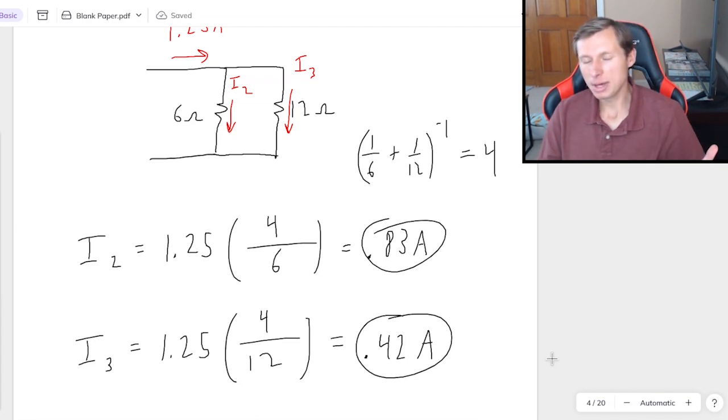So maybe you like that method better, maybe you don't. If you wanted to use Ohm's law, V equals I times R, you would need to know the voltage going through both of these resistors, which is not the battery. It is not 10 volts, at least not in this case. So current division is not a bad way of solving this one.